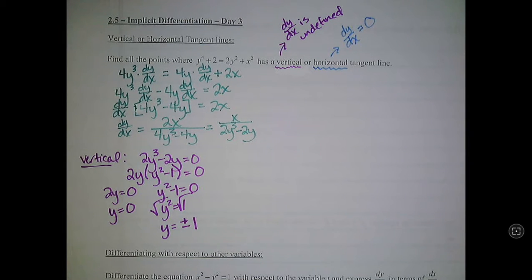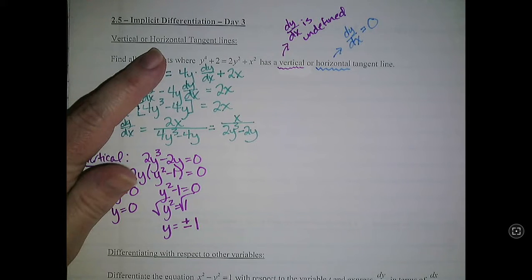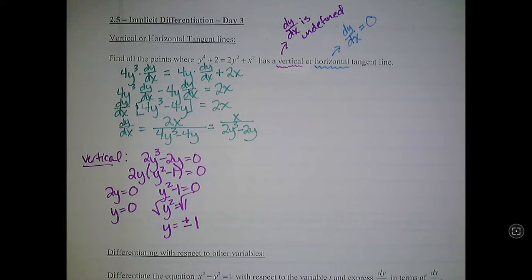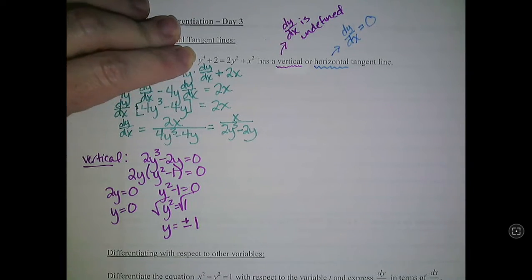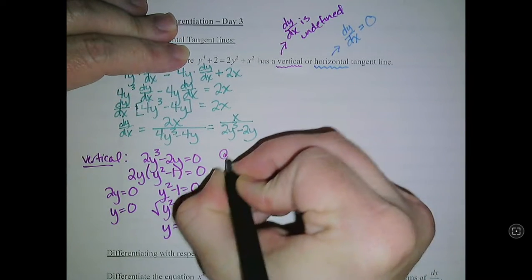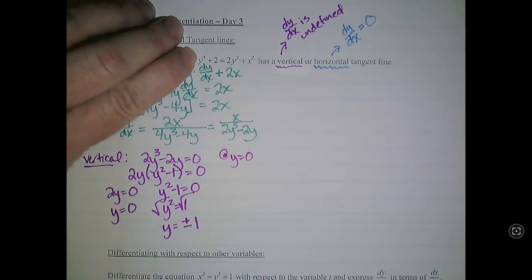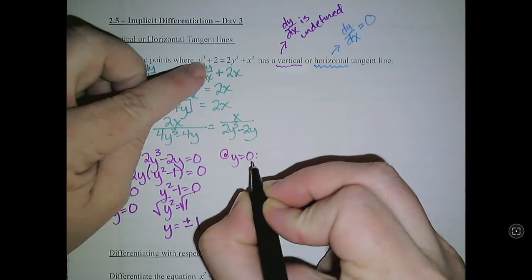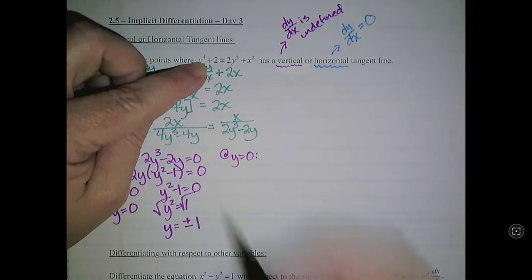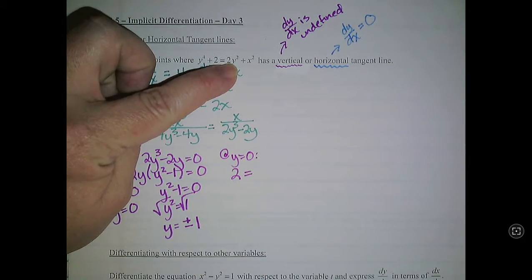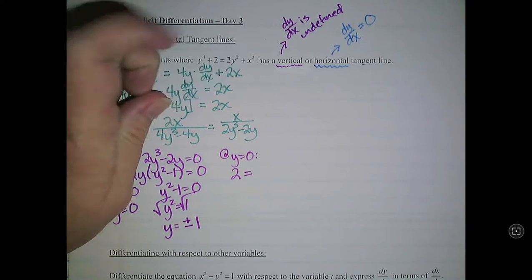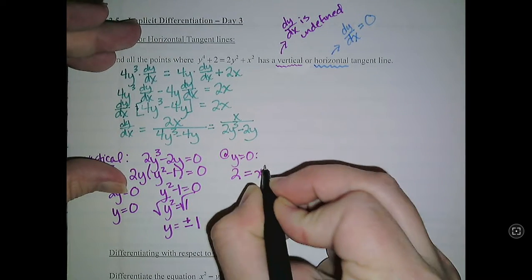So notice though it said we need the points where we have a vertical tangent line. So I've got my y values, I need my x values now. And to get those, I'm going to have to go back to my original equation. So we'll start with y equals 0. If y is 0, then I have 0 to the 4th, 0, plus 2 is 2, equals 2 times 0 squared. Well, 2 times 0 squared would just be 0. So I would just have 0 plus x squared, or x squared.